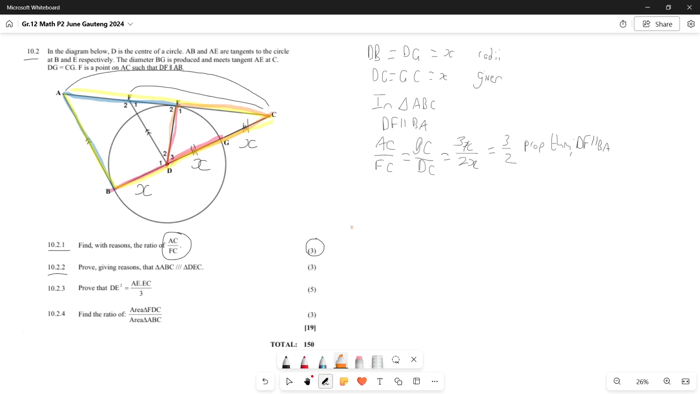So I'm just going to go ahead and write the 2 triangles that we're working in again, because it makes it a lot easier for us to orient ourselves. So we're going to say in triangle ABC and triangle DEC, because we haven't yet proven similarity, we're going to look at a couple of angles.